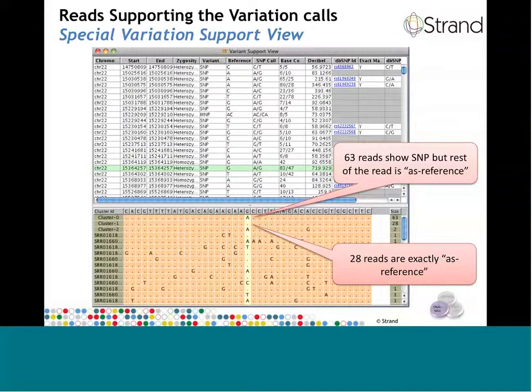The second line shows that there are 28 reads that are absolutely identical to the reference in every position, limited to the area around the SNP, which by default is about 20 bases on either side of the SNP.